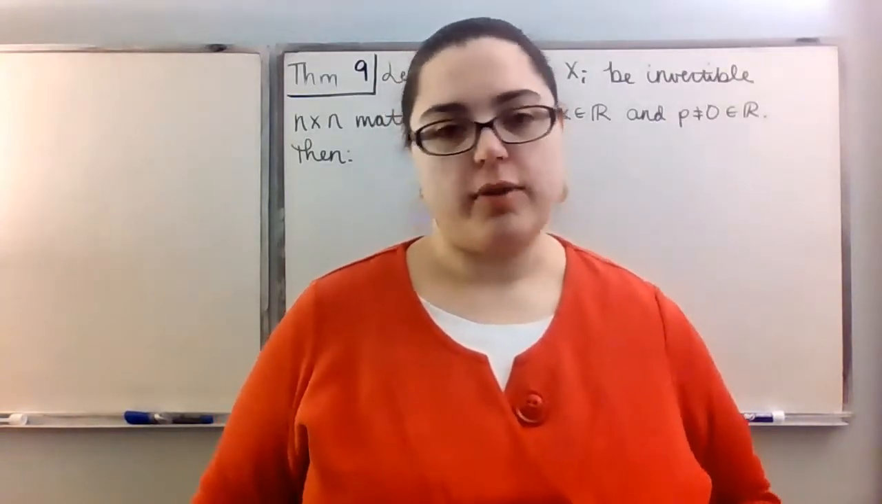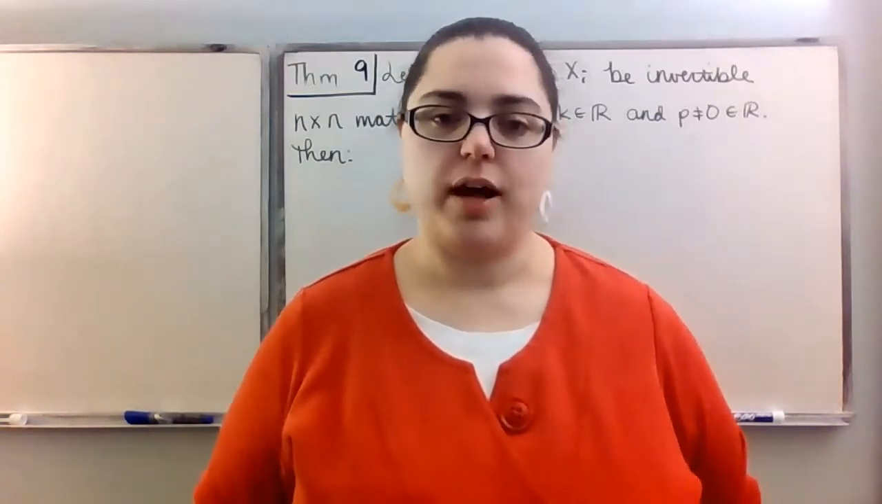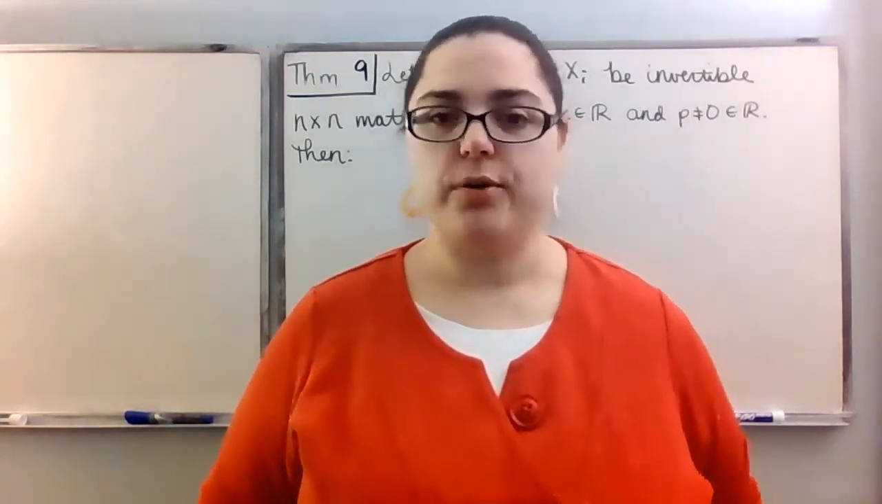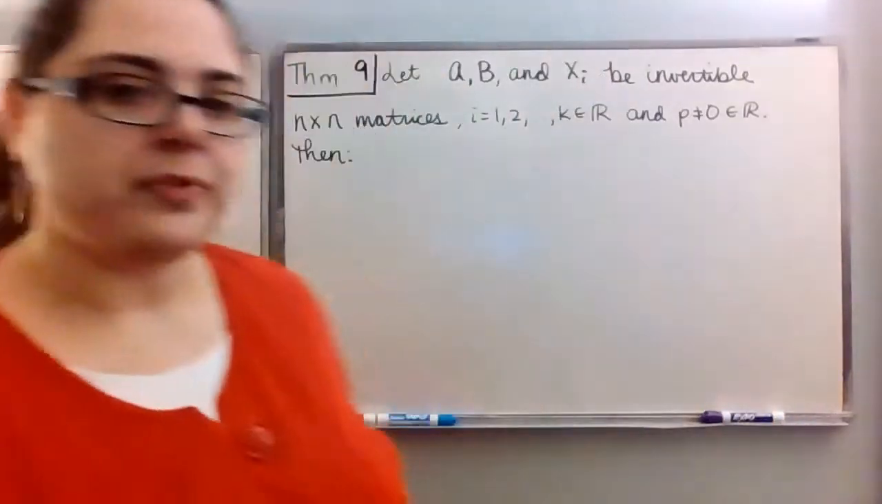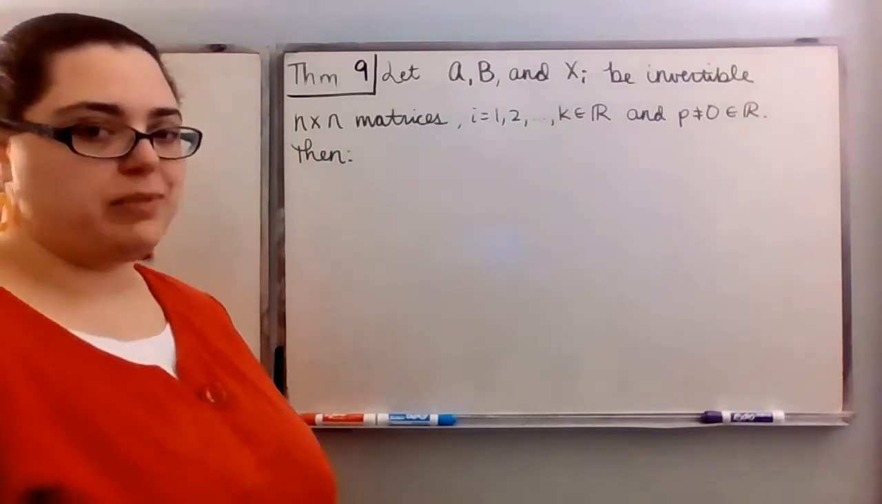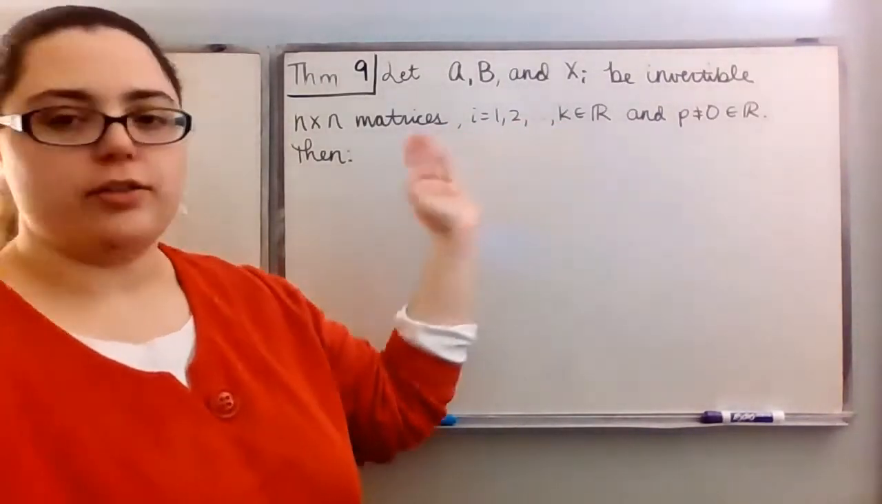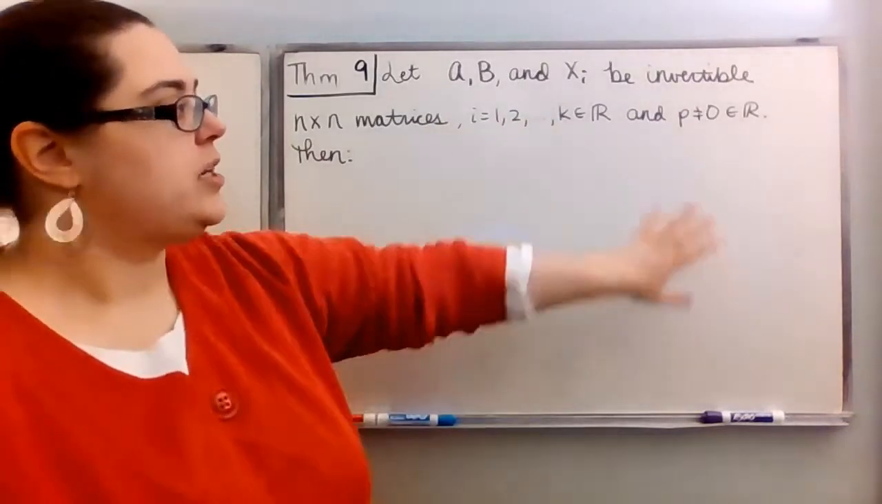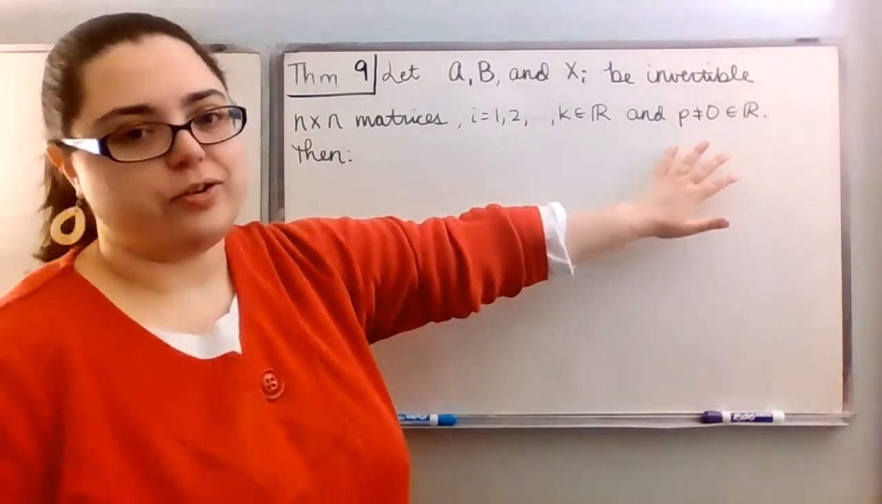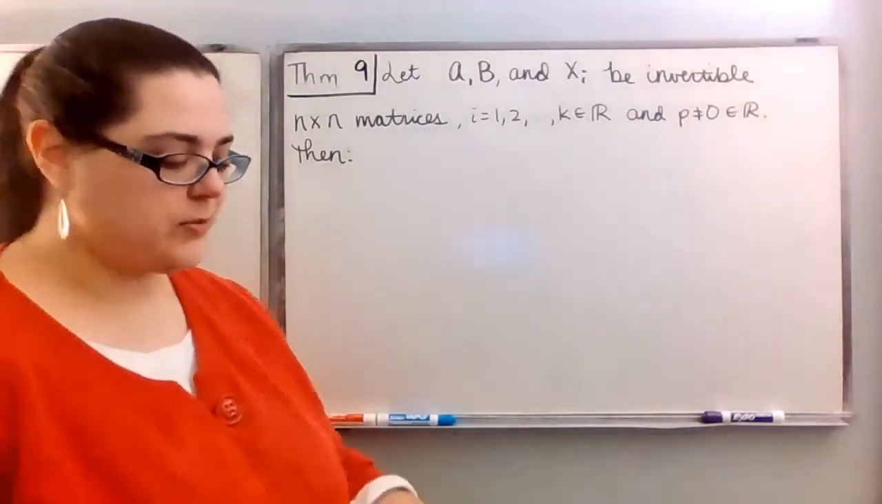So we're going to start out with three theorems. We're not going to prove them, we're just going to state them, and then we're going to apply them so we can see them in action. So theorem 9 starts out like this. We're going to let A, B, and X sub i be invertible n by n matrices, with subscripts running from 1 through k, and P a non-zero real number. Then we have the following 7 properties.